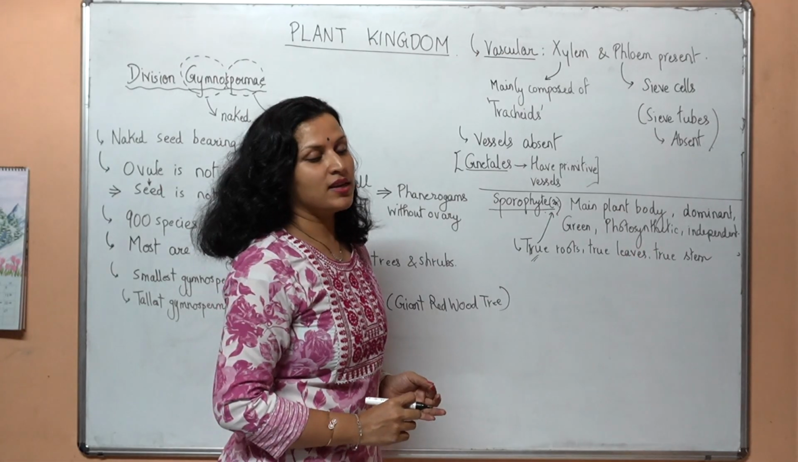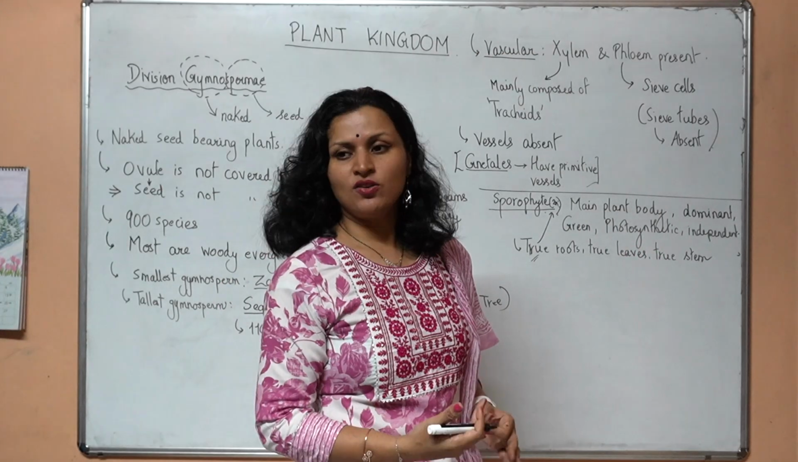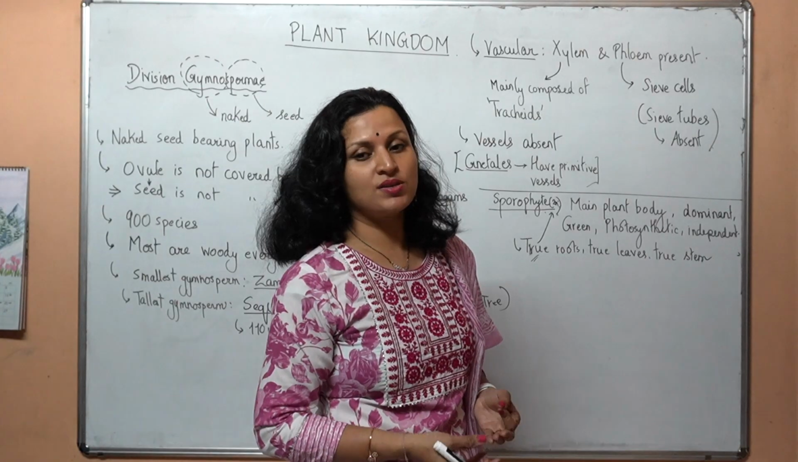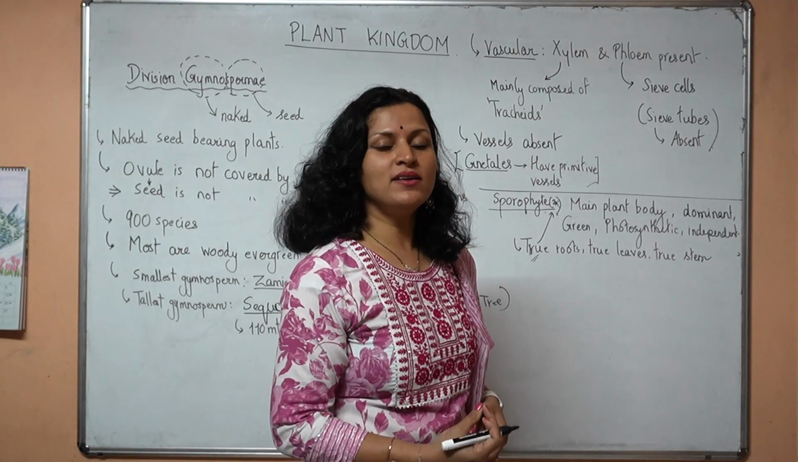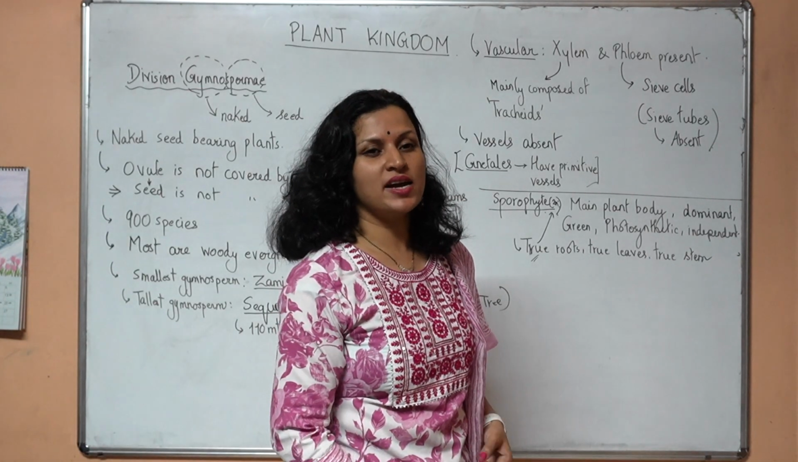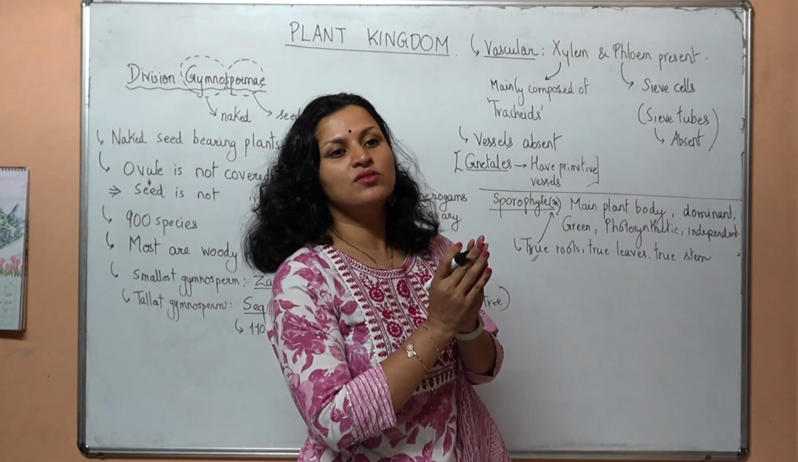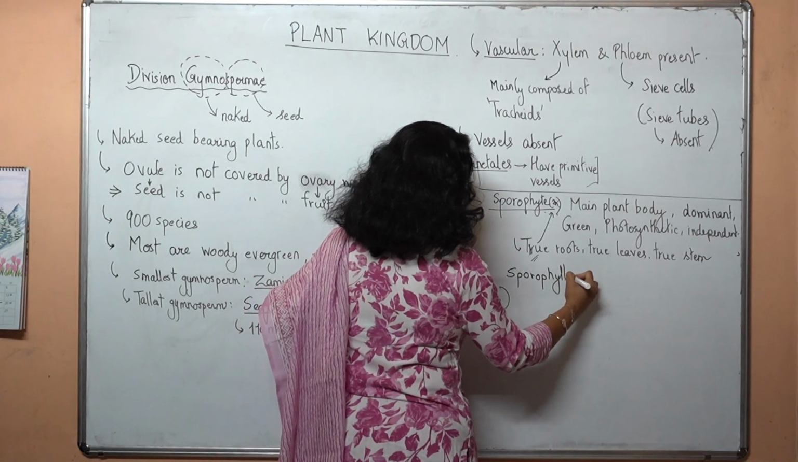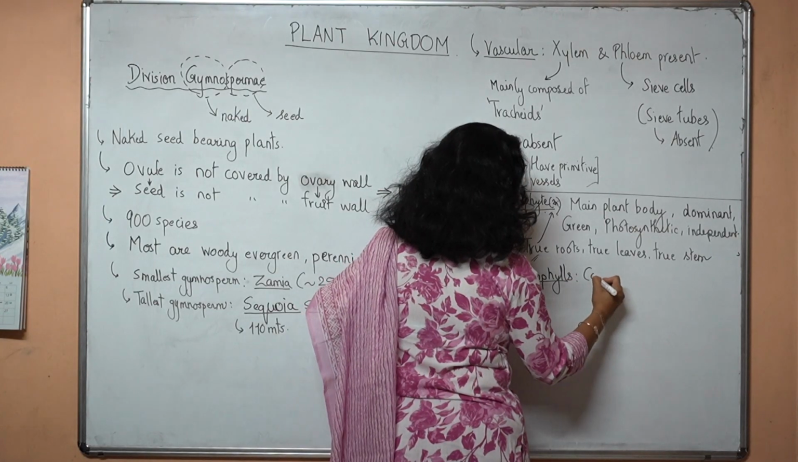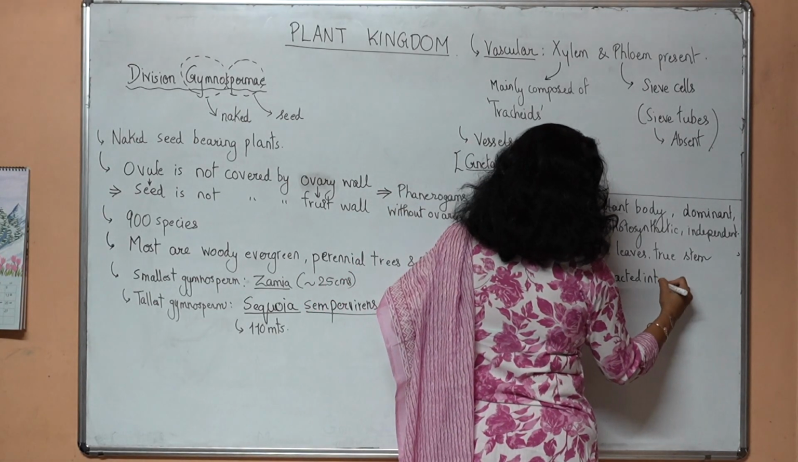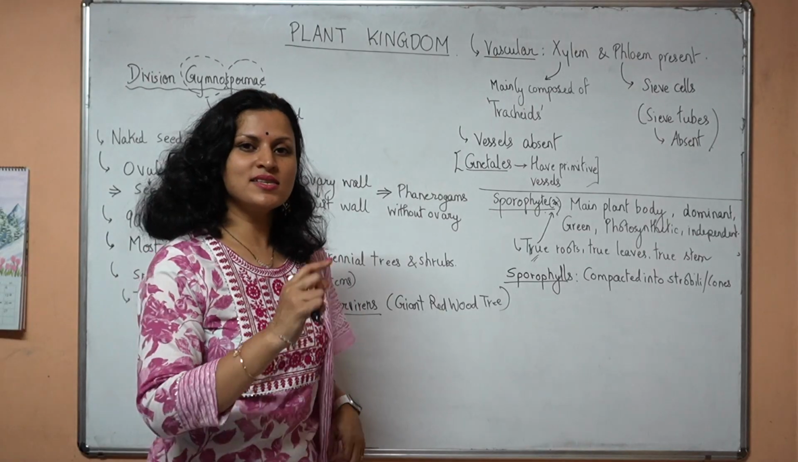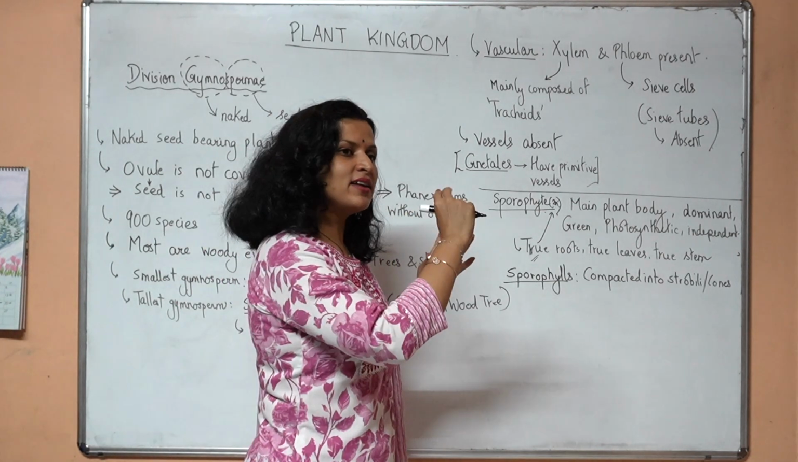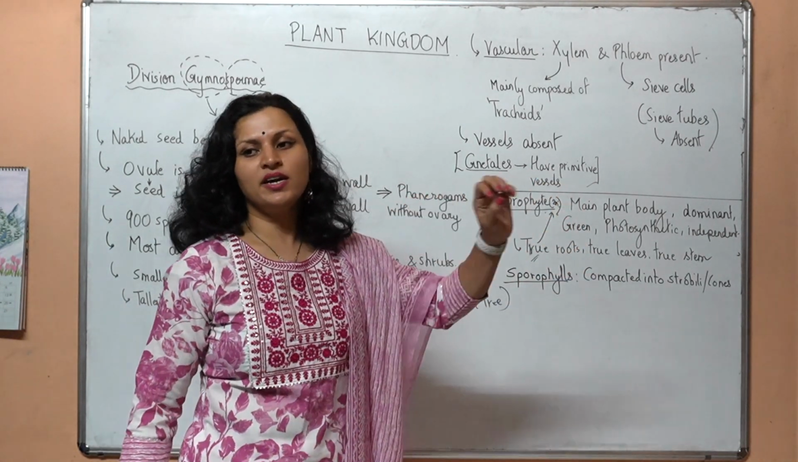Just like how we had seen for Selaginella, many of the leaves were green and photosynthetic, but some of the leaves, spore-bearing leaves, also called the sporophylls, had compacted themselves into strobili. In case of gymnosperms also, the sporophylls are compacted into strobili or cones. It is these same cones of gymnosperms that later on become the flowers of the angiosperms.